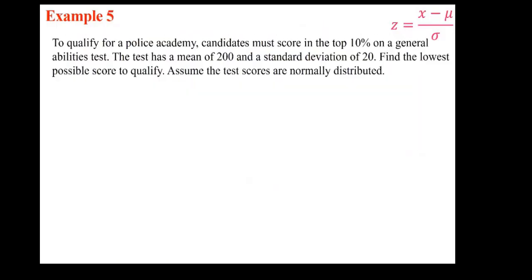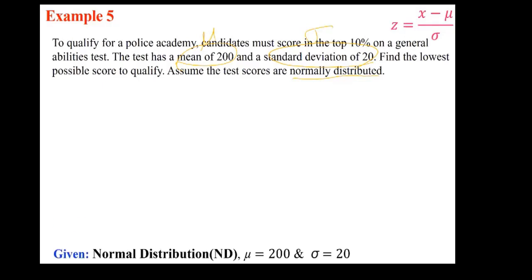So let's move on. To qualify for a police academy, candidates must score in the top 10% on a general abilities test. The test has a mean of 200 and a standard deviation of 20. Find the lowest possible score to qualify. Assume the test scores are normally distributed. Let's see what's given. Normally distributed, mean, sigma or standard deviation. So immediately you have to recognize those and say, okay, this is the given.